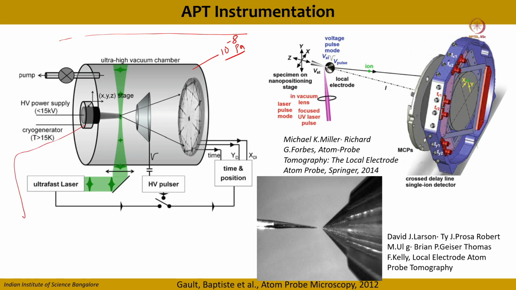One of the important points here is that the sample stage can be moved in 3 dimensions. So you have an X movement, Y movement and Z movement. On the stage you can actually load several samples, and this movement in the X, Y and Z directions allows different tip surfaces to be positioned in front of the local electrode. This is a counter electrode.